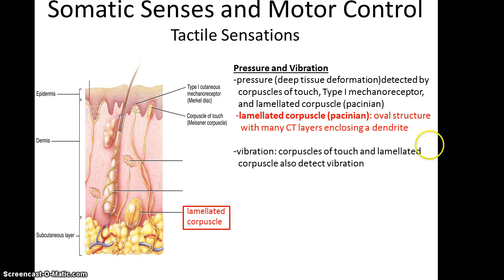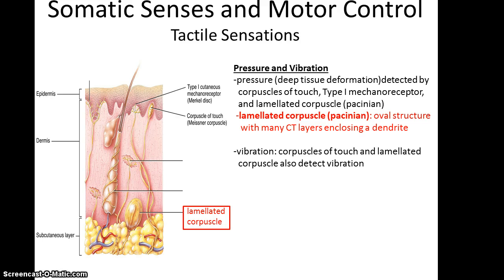And the lamellated corpuscle, as seen down here, is an oval structure with many, many layers of connective tissue wrapped around dendrites of a sensory neuron. And they tend to be found deep in the skin between the dermis and the subcutaneous layer.